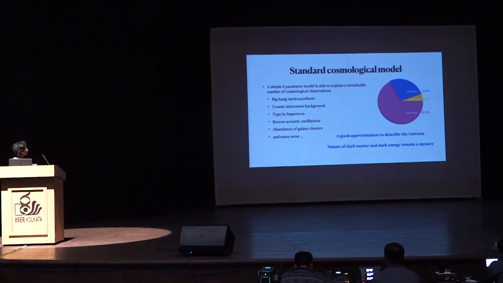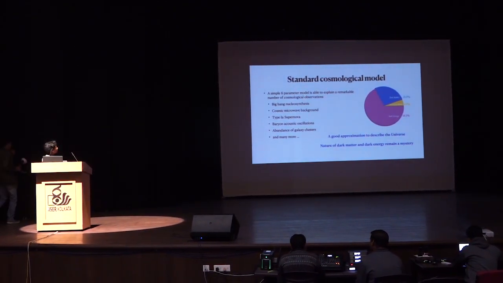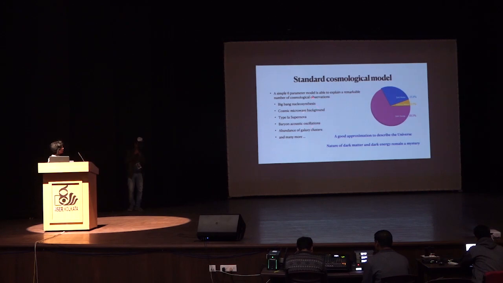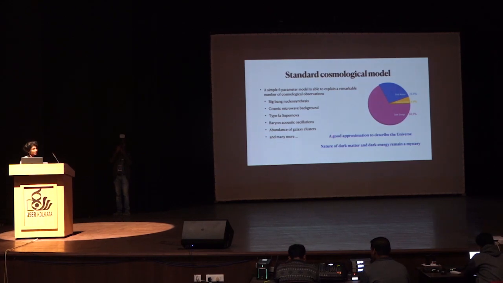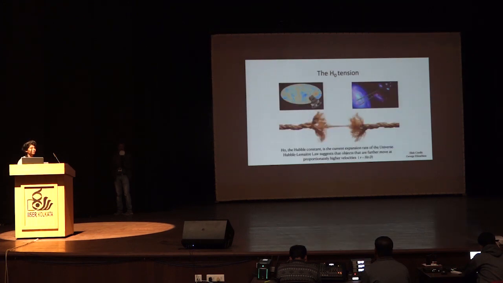As we know, the standard cosmological model, including just a few parameters, has explained a plethora of observations starting from Big Bang nucleosynthesis to cosmic microwave background to abundance of galaxy clusters and so on. There are a few unresolved mysteries, for example, what is the nature of dark matter, dark energy and so on. Nevertheless, we are at a place right now where the observations are getting more and more precise, and we are starting to see some tension. One of the main tensions is this H0 tension.